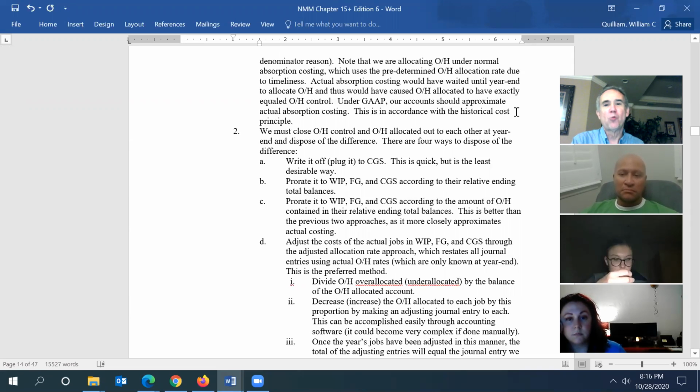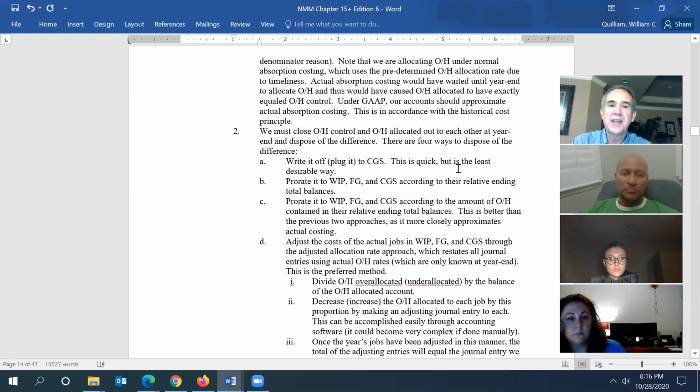But GAAP errors in here once again in a few places. So under GAAP, our account should approximate actual absorption costing, and that's in accordance with the historical cost principle. So here's what we would do. We would close overhead control and overhead allocated out to each other at year end, and we'll dispose of the difference. And there are 4 ways to dispose of the difference.